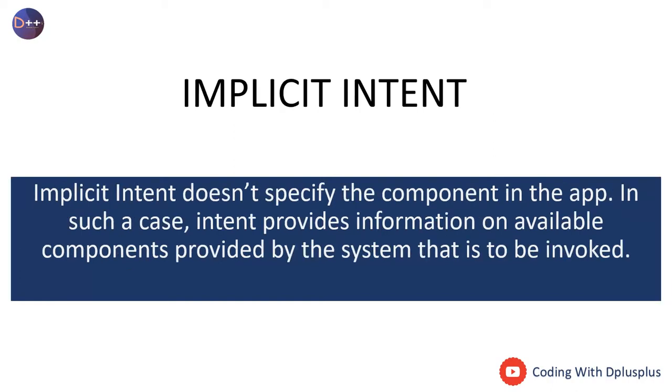Implicit intent. The implicit intent doesn't specify the components in the Android application. In such a case, the intent provides information on available components provided by the system that are to be invoked.